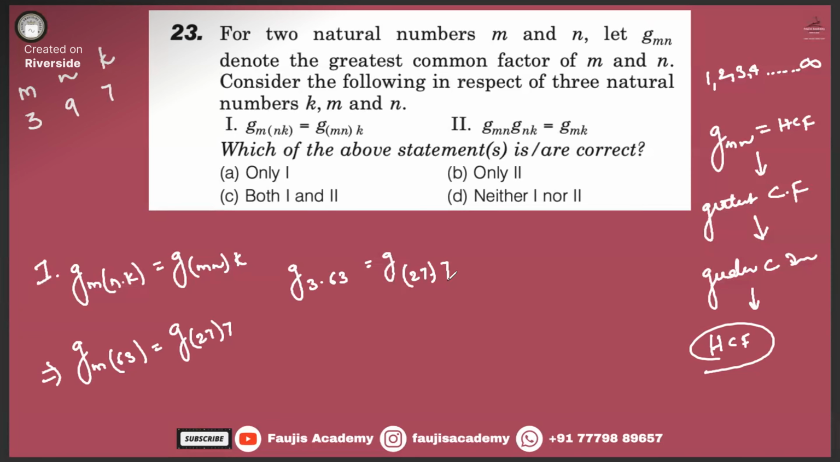g of mn denotes the greatest common factor of m and n. Have I done any calculation mistake or something like that anywhere? nk means simply multiply this number, 9 into 7, 63. mn means 27. Okay, so what is, one second guys.